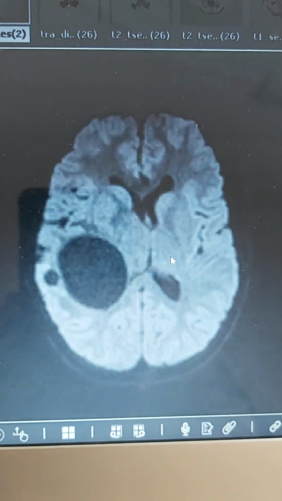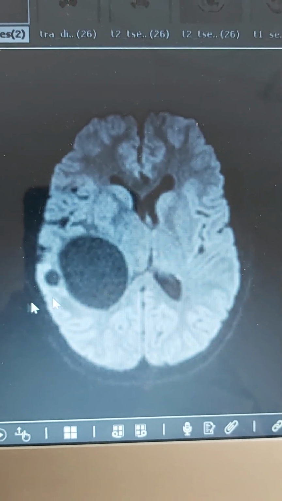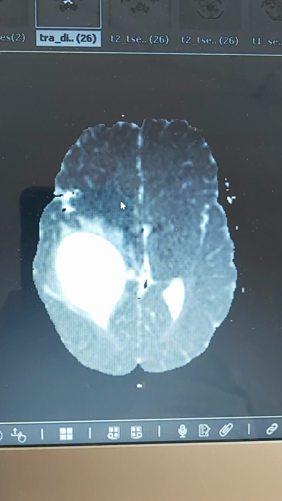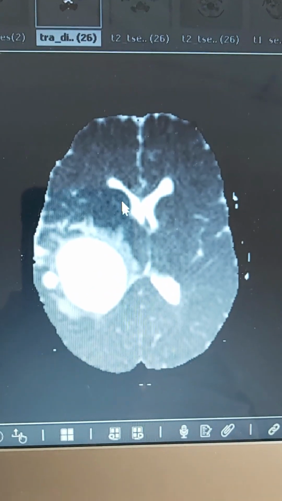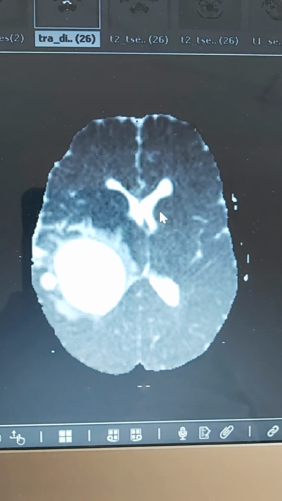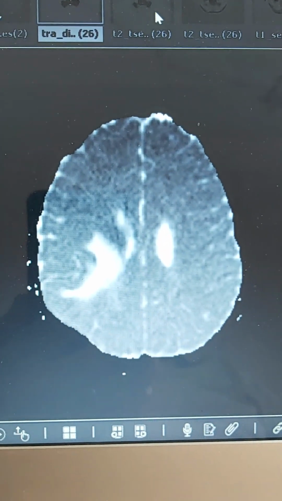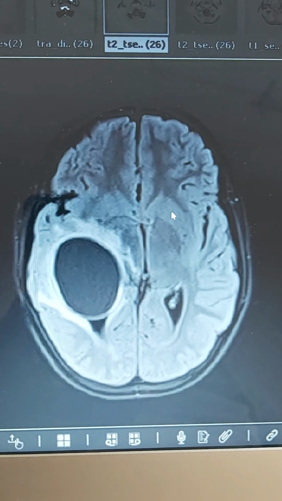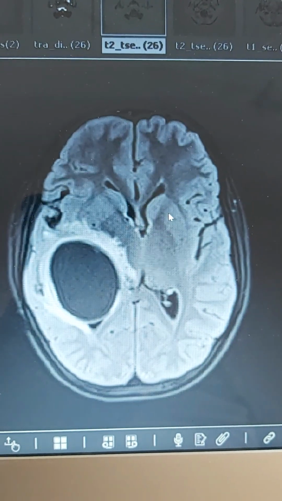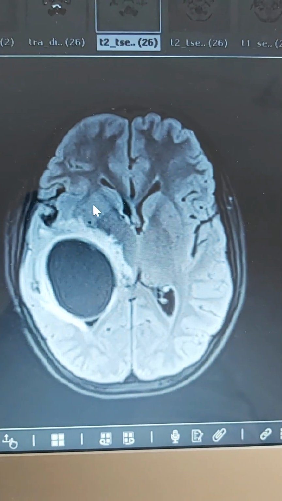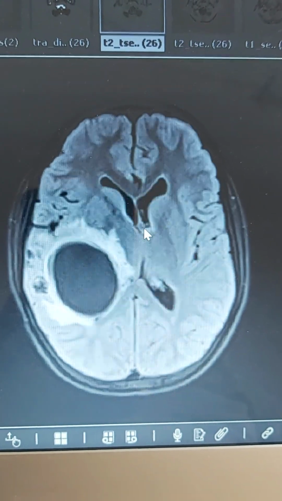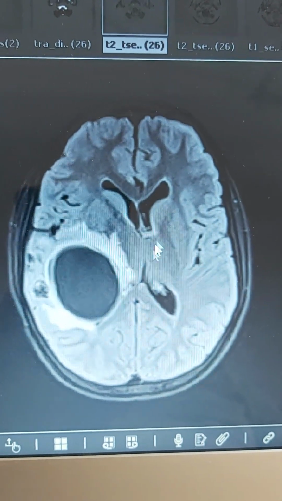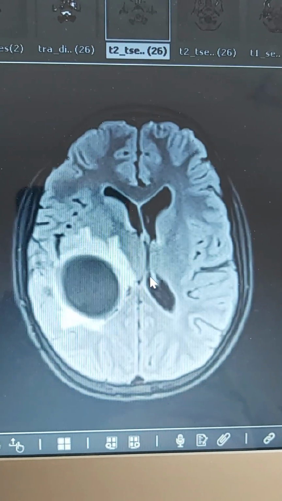With no restriction. There is another small cyst just lateral to it. It follows the signal intensity of the CSF in all the sequences. And it is surrounded by perifocal edema, and it shows pressure manifestations on the ipsilateral ventricle with a slight shift of the falx to the other side.